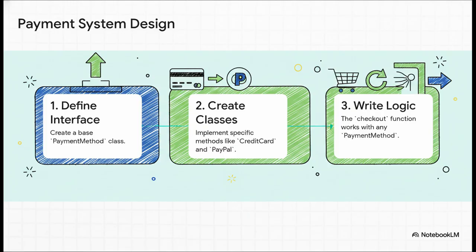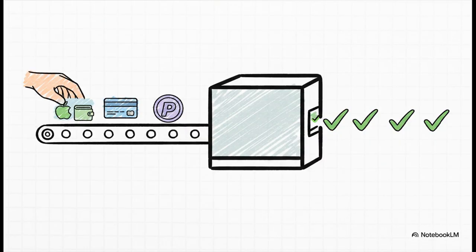not the specific types. And this is the whole point. This is the big win. Your core checkout function never, ever has to change. It just calls .pay. Tomorrow, your boss comes and says, we need to add Apple Pay. No problem. You add an ApplePay class with a .pay method, and that's it. You don't touch the checkout function. It just works. That is the power of extensible design.